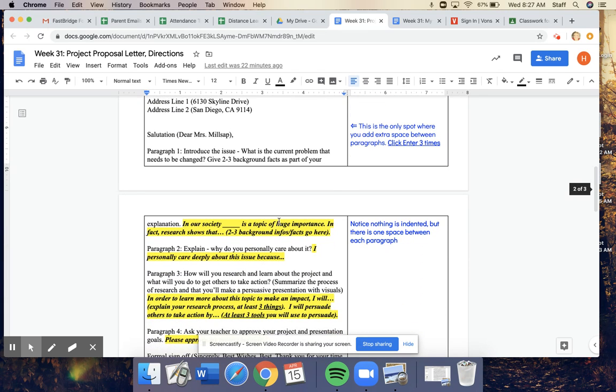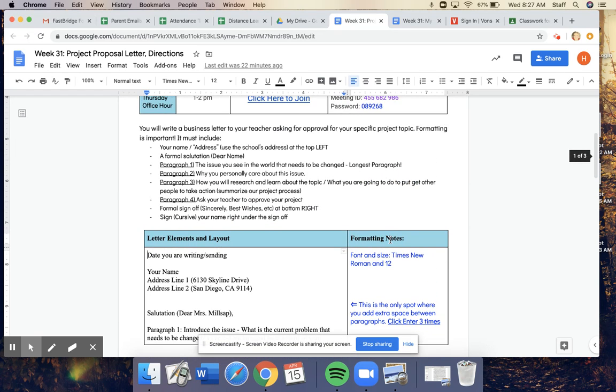And then every other space you'll notice nothing is indented. There is simply an extra space between each paragraph. So the first paragraph, you're going to explain the issue. This is probably going to be your longest paragraph. You're going to use some of the evidence that you found in your article that you read this week. And if you haven't done that yet, you still have lots of time, so don't stress.